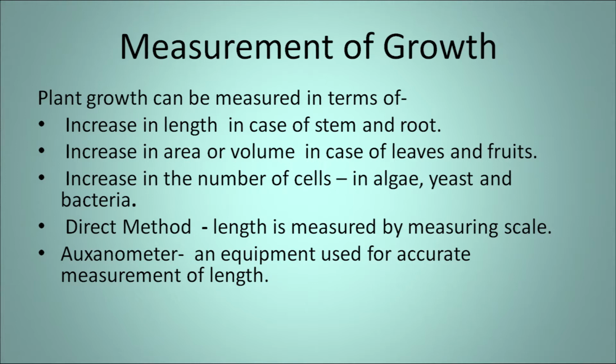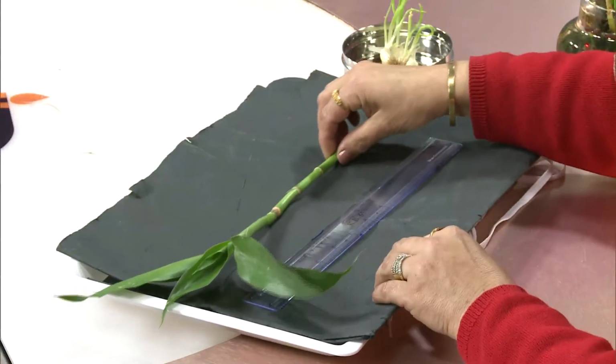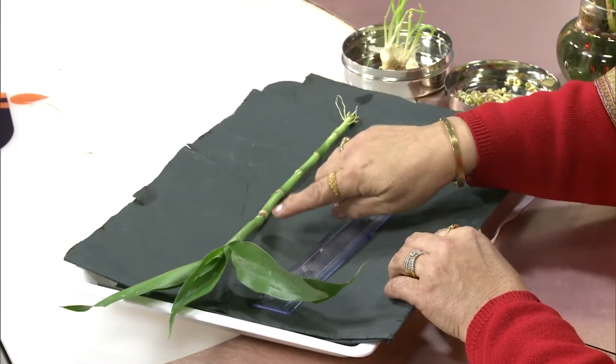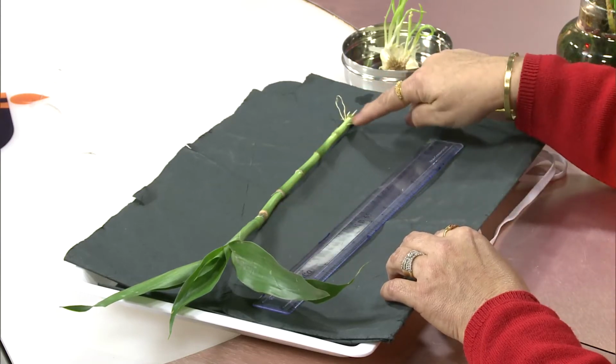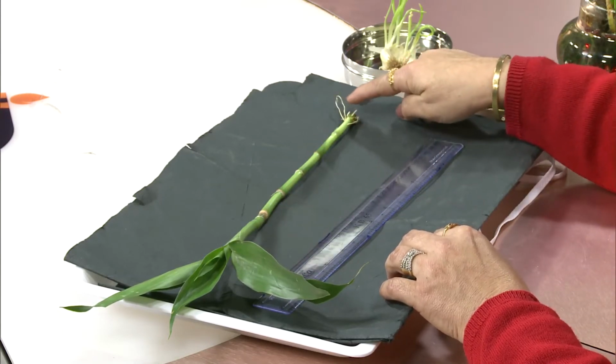However, in the case of some algae and yeast and especially bacteria, the growth cannot be measured in terms of length or volume. It is measured in terms of increase in the number of cells. Now, the growth can be measured directly, as I am going to show you in an activity here. For your convenience, you will see there is this plant, and this part of the plant is the shoot, and at the bottom you will see these white structures which are the roots.